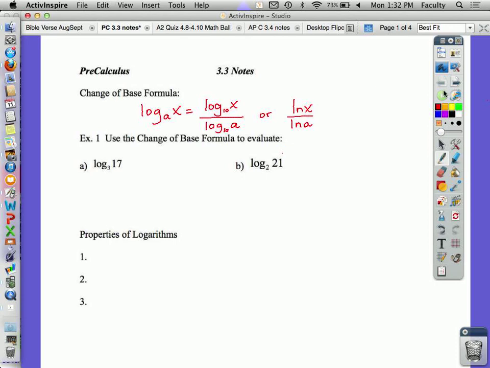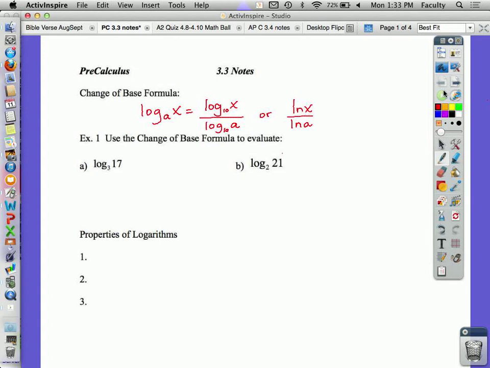3 notes. We're going to start off with the change of base. If you have the newer calculator, this is really fairly trivial. But if you have the TI-83, you need this. If it's log x base a, you can do ln x divided by ln a, or the log button on your calculator x divided by log a.